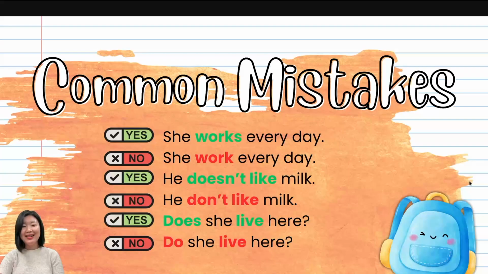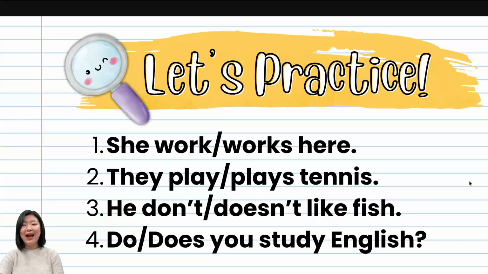There are some common mistakes. Let's take a look. You can say she works every day, but you cannot say she work every day. Since she is a third person singular, you must add an S. He doesn't like milk. You cannot say he don't like milk. Since he is a third person singular, you must use doesn't to show a negative form of a sentence. And lastly, does she live here? You cannot say do she live here because she is a third person singular, so you must use does to form your question sentences.